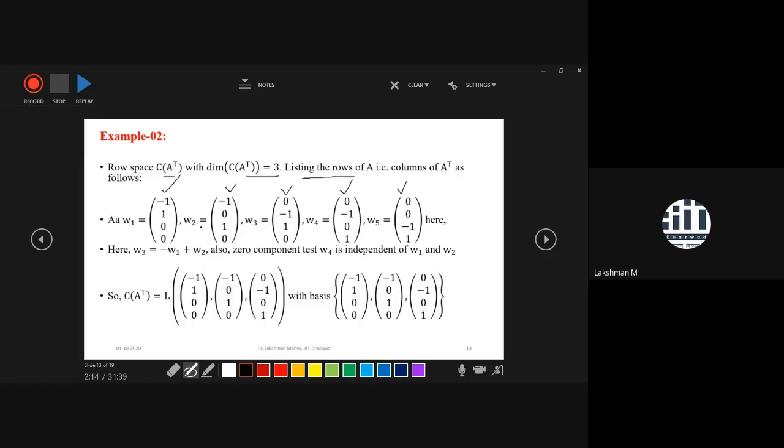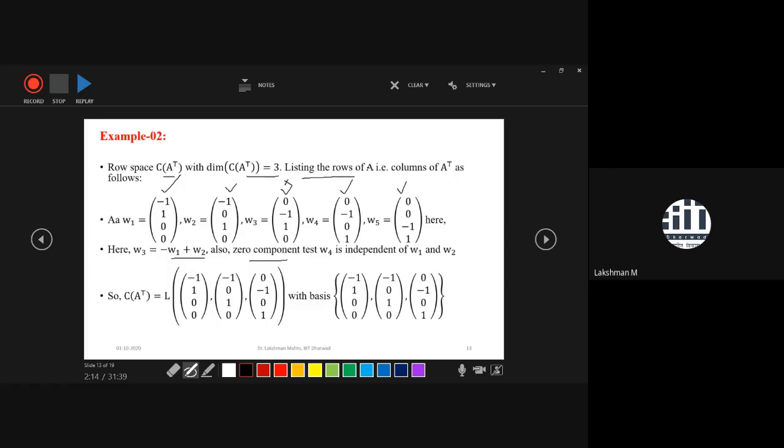Just by the inspection method, that zero component test I had already discussed, you can easily identify that W1 and W2 both are linearly independent. But if you come to see W3, what is W3? Easily you can observe that W3 comes from a combination of W1 and W2. That means W3 is minus W1 plus W2. So W3 is a redundant column, and you need to remove it in order to get the column space of A transpose.